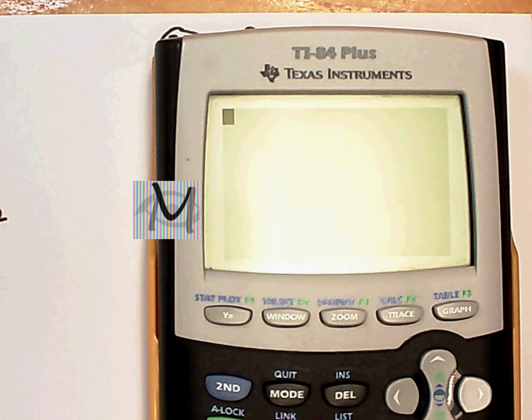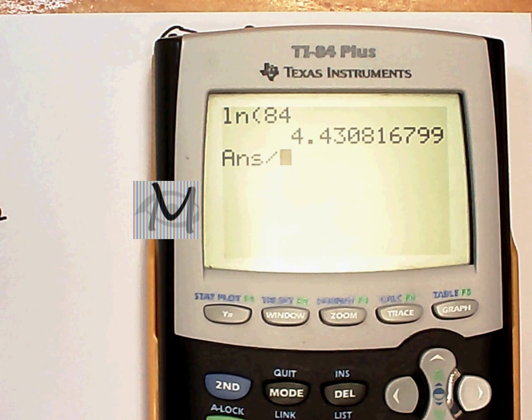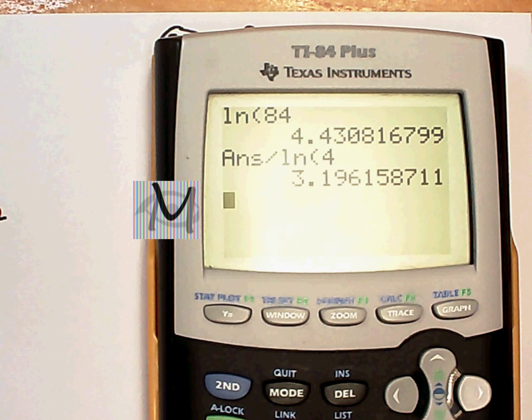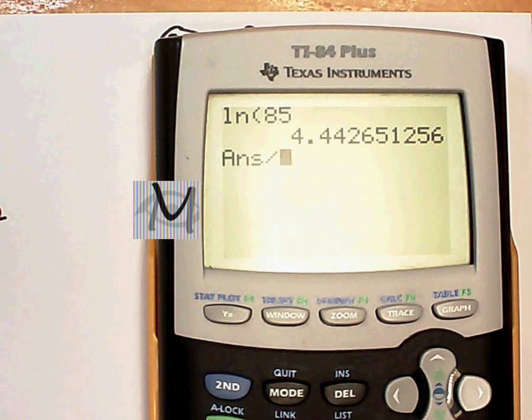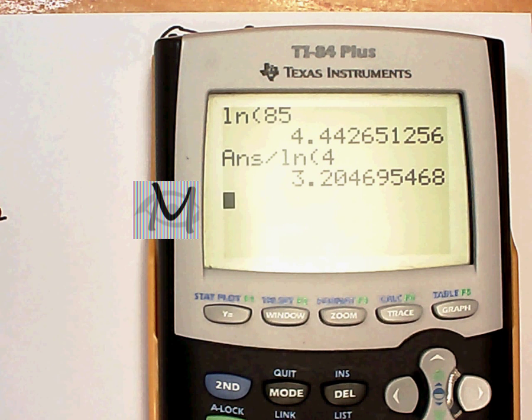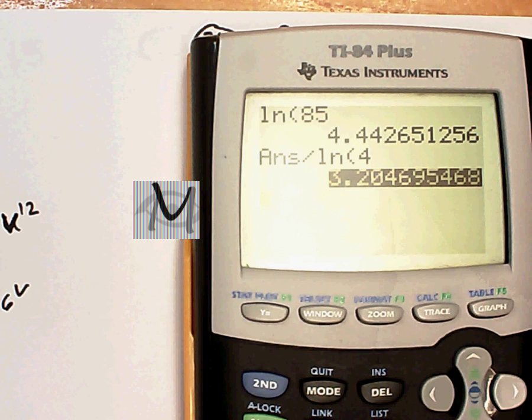Okay? So what I'm going to do is type in natural log 85. Hit enter. Divide that number, see how it does answer from the previous row, divided by natural log 4. Hit enter. That's the number I was looking for. Oh, I'm sorry, I put in 84. Natural log 85, sorry, divided by natural log 4. My fault. The answer is 3.205. Oh, I see this little delay here. 3.205. Got to round to the third decimal place.